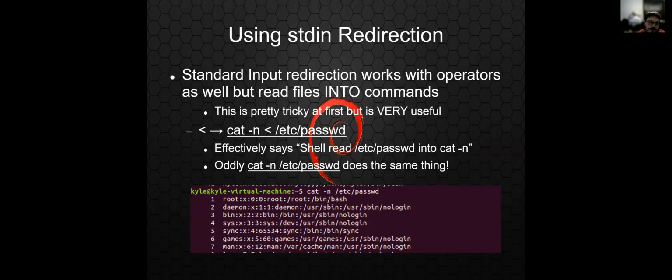In this case, we're using standard input as a redirection, or excuse me, we're using standard input to feed a file into a command. For example, if I typed cat -n with the less than symbol and then the file path /etc/passwd, this reads the passwd file into the cat command and provides a numbered list. Now, oddly enough, I don't necessarily even have to include this less than symbol. I could do it without the less than symbol and it does exactly the same thing. So really, redirecting standard input is not, in most cases, a necessity, but there may be some situations where you do have to use it.